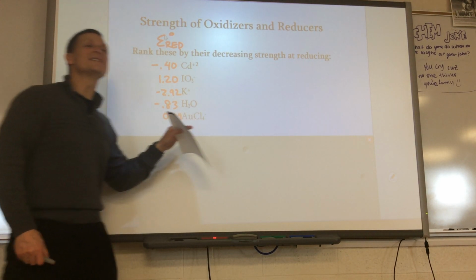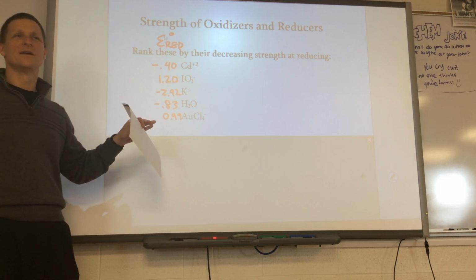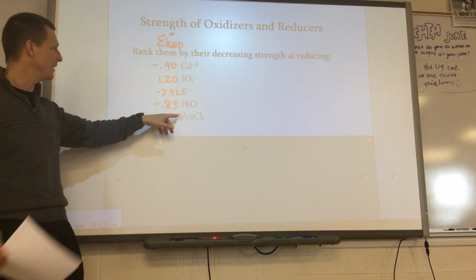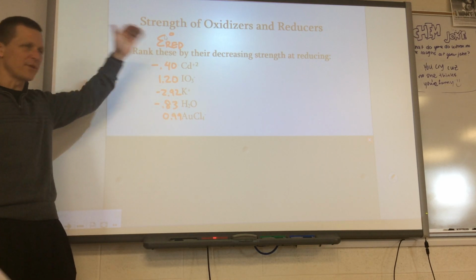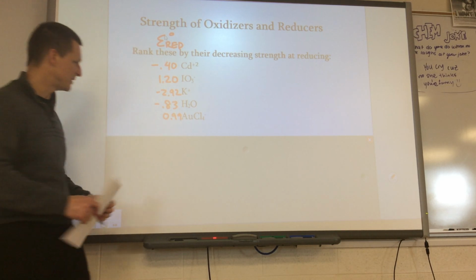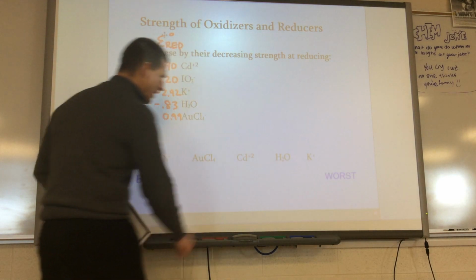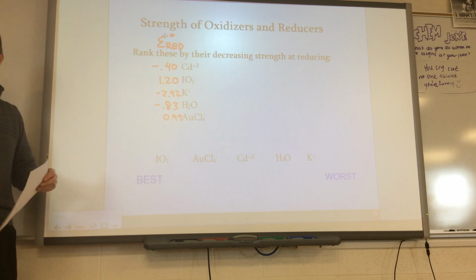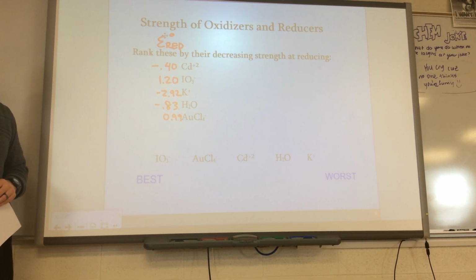Okay, so which of these is the best at reducing? The most positive one. And the worst at reducing would be the K, because it gets the most negative. So just go from the most positive down to the most negative potential. And so here's our ranking. I'm sure you have the right ranking too. Once you come up with the values, it should be a freebie quiz question.